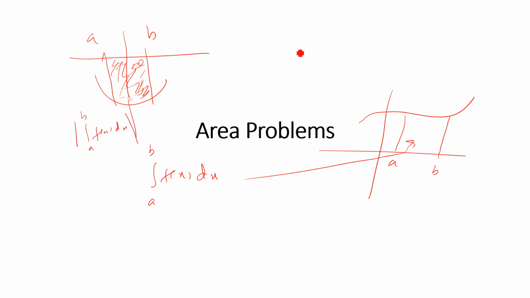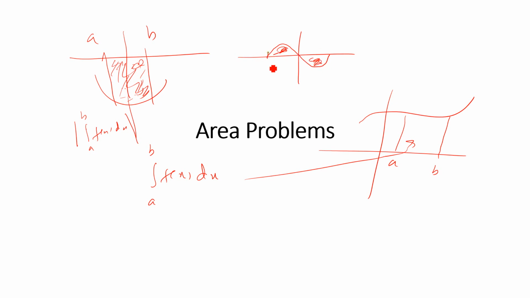Sometimes a graph looks like this. This area is equal to this area. Now this is the positive value of this area, and this is the negative value of this area.